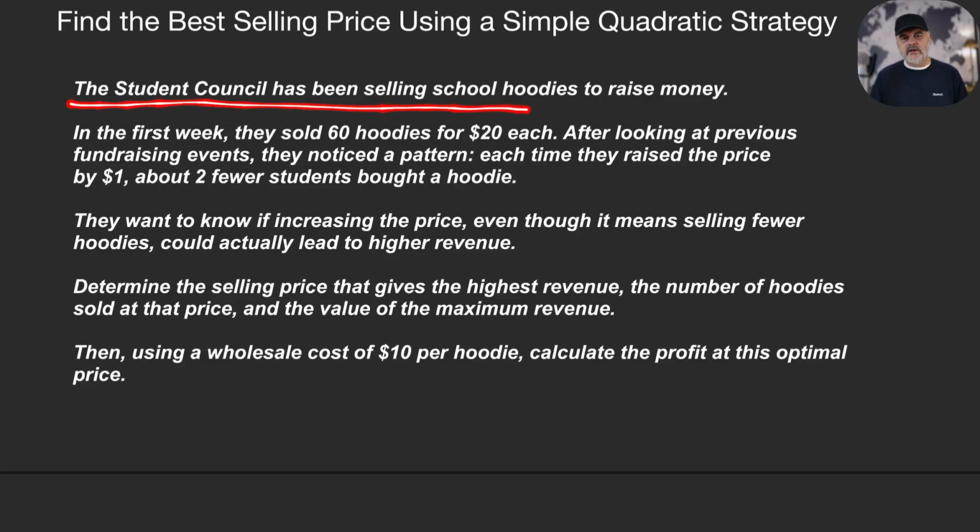There was a student council and they sell hoodies to raise money. So that's a very typical situation. But the information further down shows that they sold 60 items, hoodies in this case, for $20 each. So when you're selling items at a unit price, you can see how much money was generated through the sale. So that's the revenue.